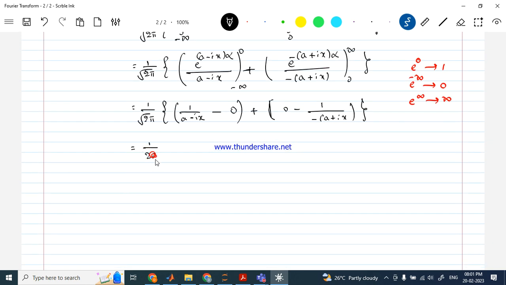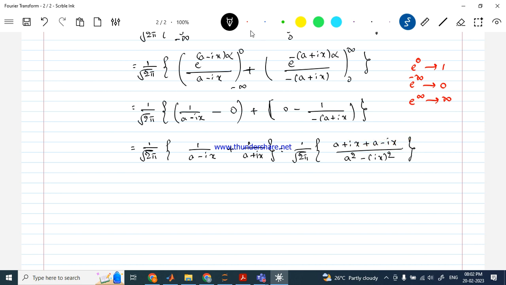It's just 1 by root 2 pi times 1 by a minus ix plus 1 by a plus ix. Just take the LCM and simplify this. 1 by root 2 pi times, a minus ix, a plus ix, that just becomes a square minus i square x square, in the numerator a plus ix plus a minus ix. The plus ix and minus ix cancel.